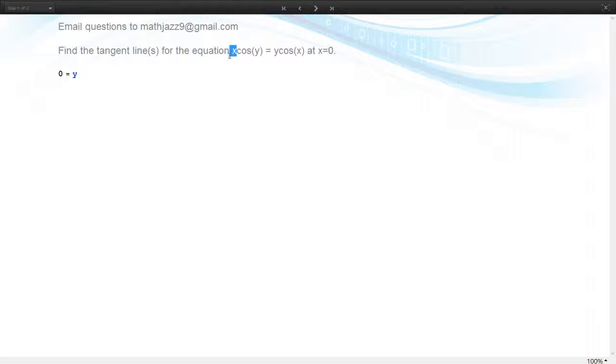The 0 here kills the left side of the equation. The 0 here gets fed into cosine. Cosine of 0 is 1. So we get 0 equals y. And that's the only point that works. So that means we want the tangent line at the point x is 0, y is 0.